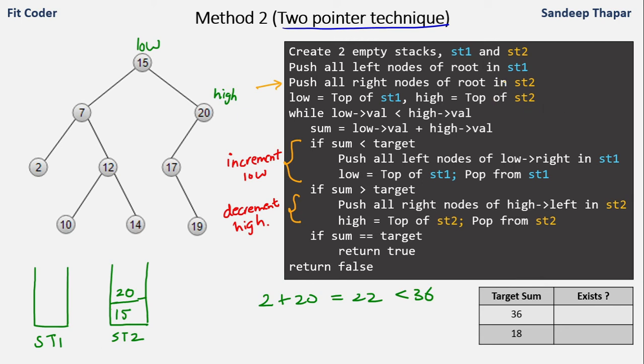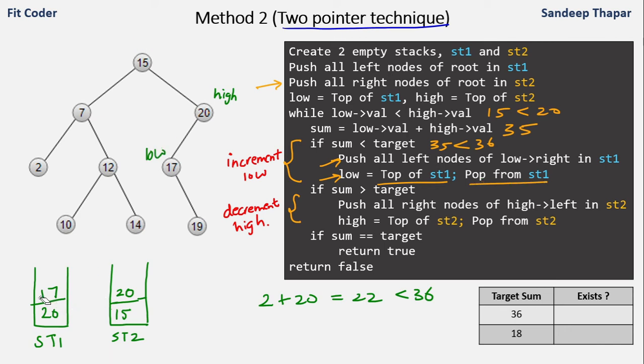In the next iteration, we check if 15 is less than 20. We compute the sum, which is 35. 35 is less than 36. Now we push all the left nodes of right of 15. So right of 15 is 20. So we push all the left nodes of 20 in the stack. So we push 20 and 17 in the stack. Low becomes equal to top of stack 1, which is 17. And then we pop from the stack.